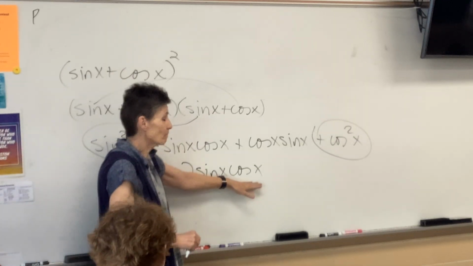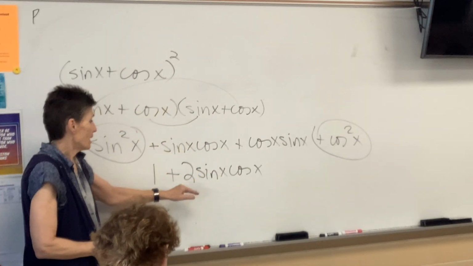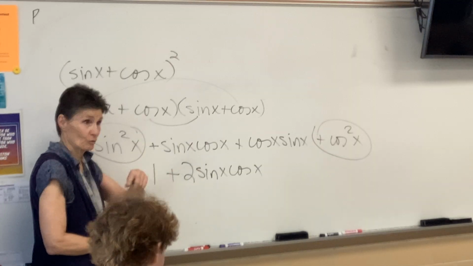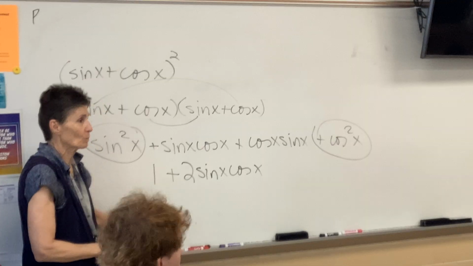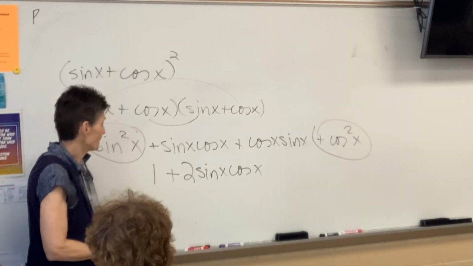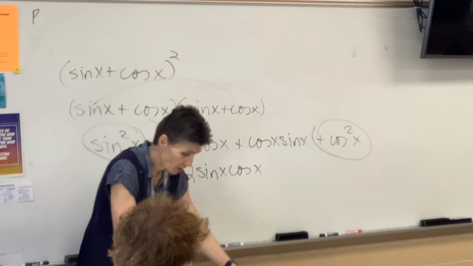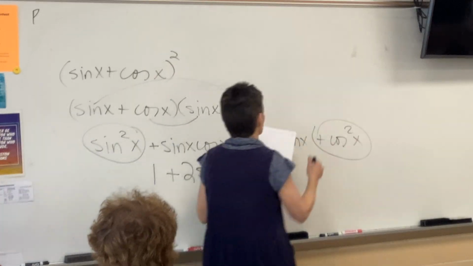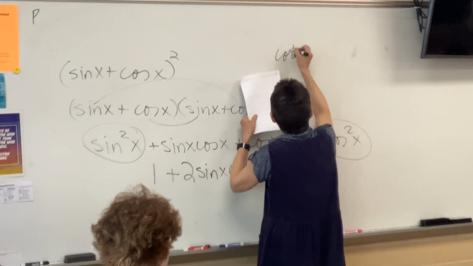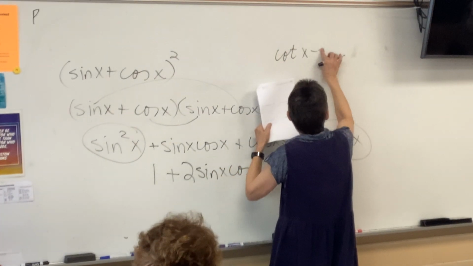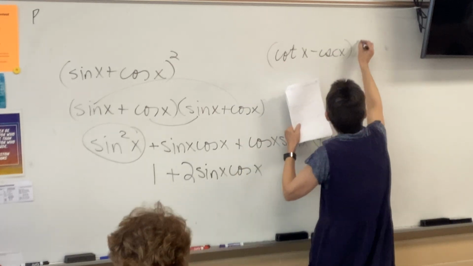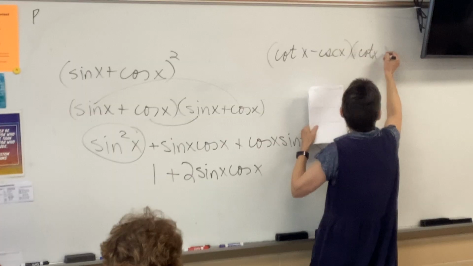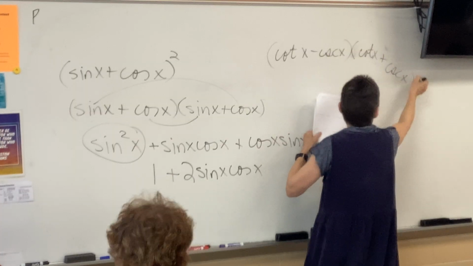This is actually a formula for something else that we're not doing. It's on the reference sheet, and I see it, but we're not doing it, so we're stopping right here. We're not using those other formulas. All right, good job. One more. Cotangent minus cosecant times cotangent plus cosecant.